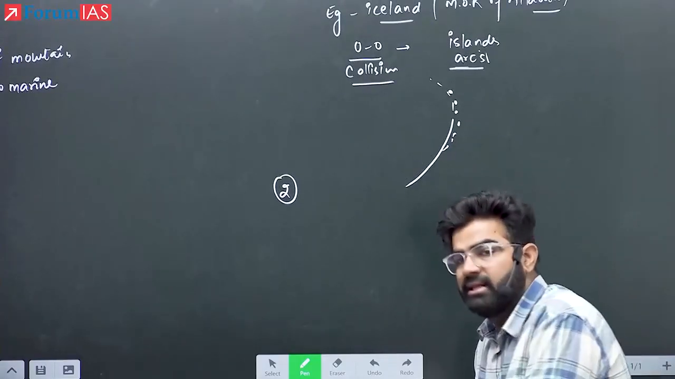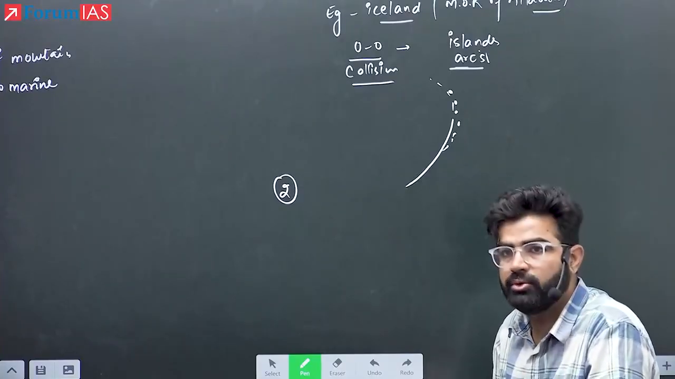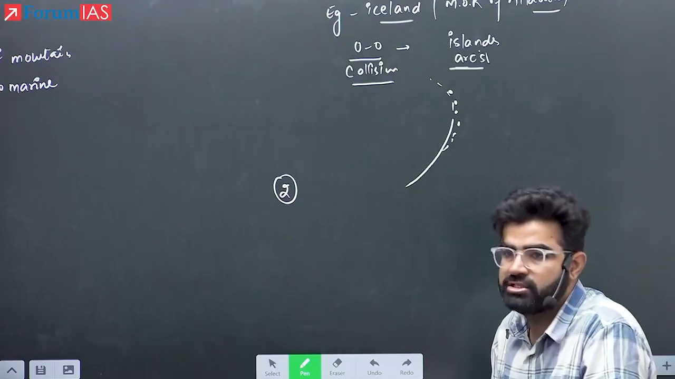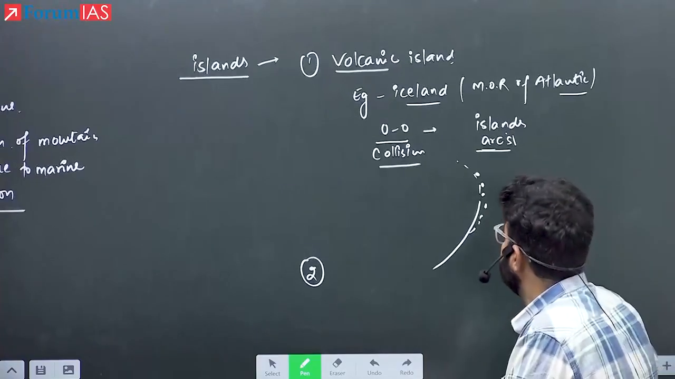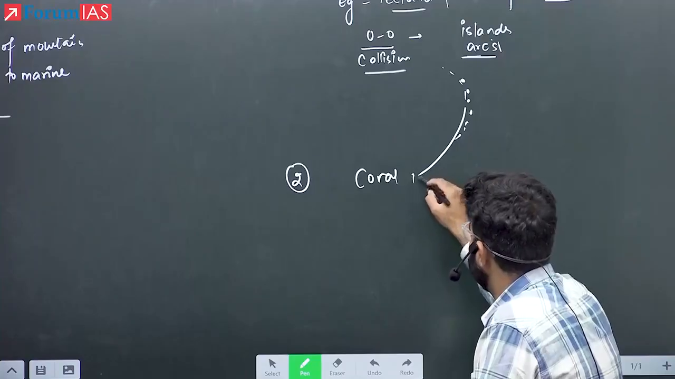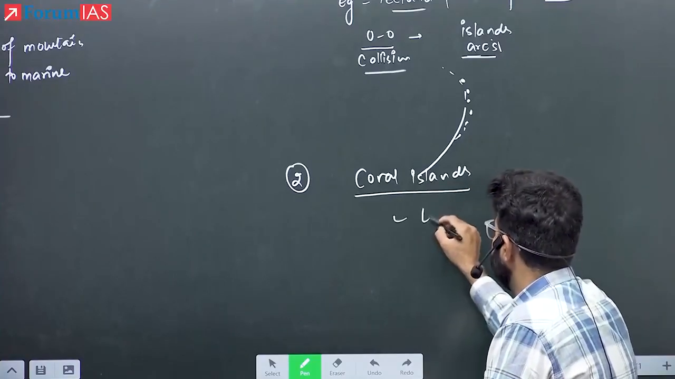Map points. In the last class, I'll give you the areas, and if you go through these areas, you will check that the questions are coming from these areas only. Okay, I'll give you the areas. Second, volcanic island. Then, the coral islands can be there. Coral islands, for example, we have seen Lakshadweep.